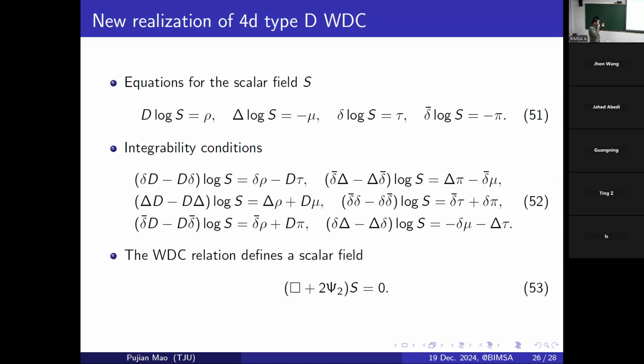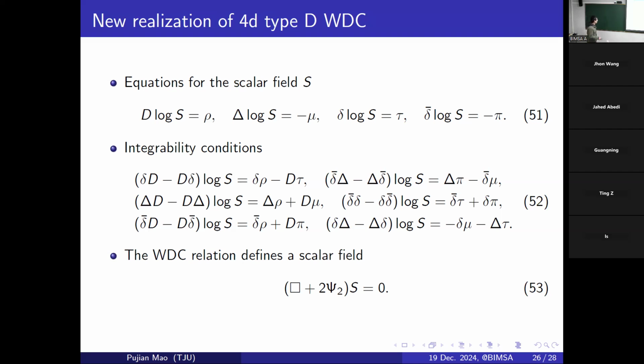Now you should really specify that there are no uniqueness theorems telling you that Kerr-Newman-like solutions are the only type D solutions. It's just that we believe it is the most general. Now we prove that for any type D 4D solutions, there must be a Weyl double copy relation.